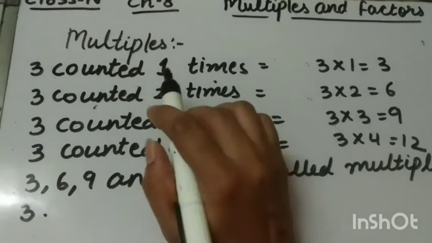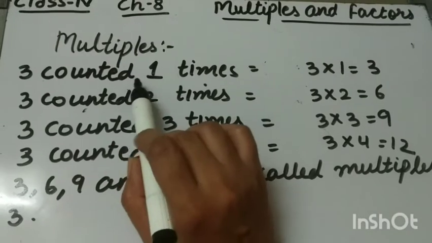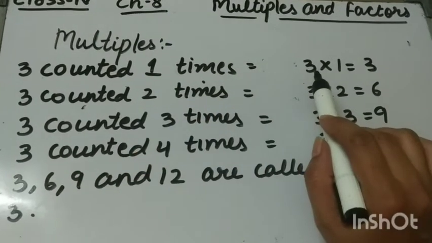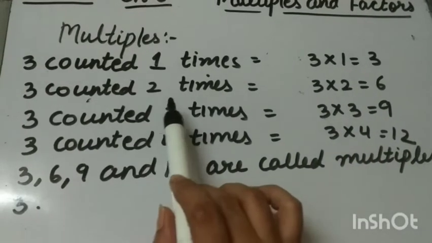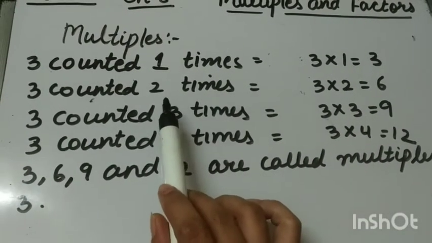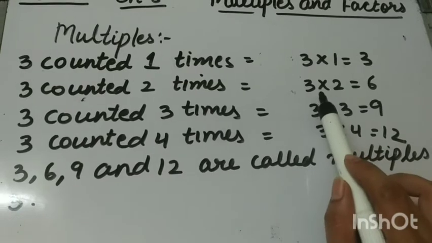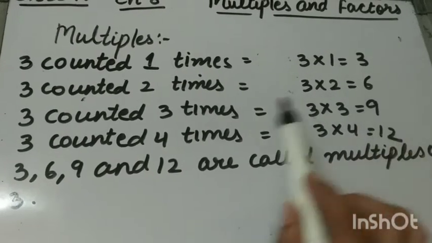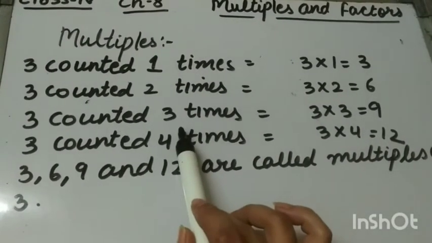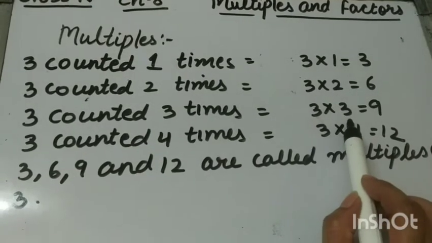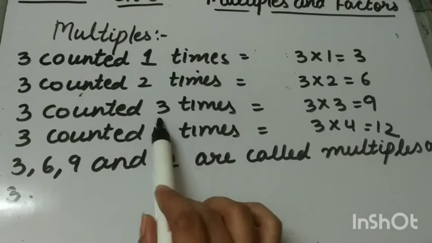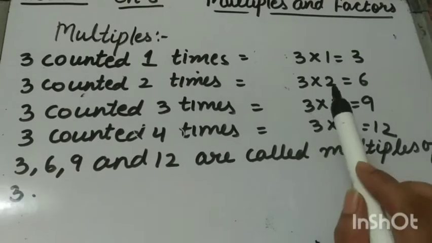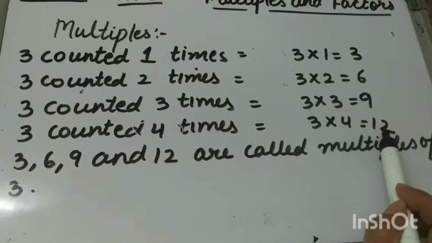See, 3 counted 1 time. If we count 3 one time, this is 3 multiplied by 1, which is equal to 3. 3 counted 2 times, it will be 3 multiplied by 2, which is 6. And 3 counted 3 times, this is 3 multiplied by 3, which is 9. And 3 counted 4 times, it will be 3 multiplied by 4, which is 12.